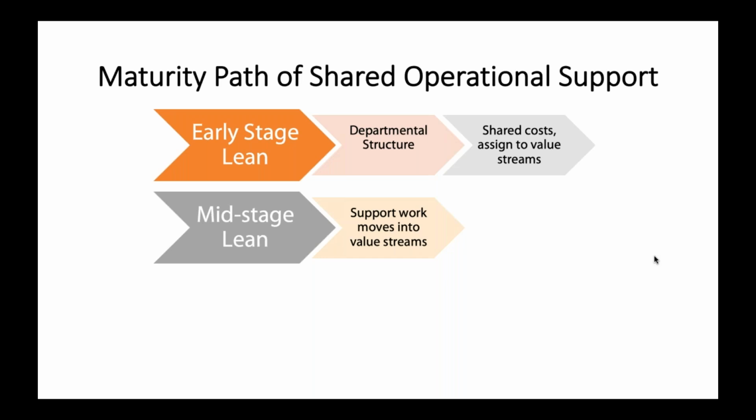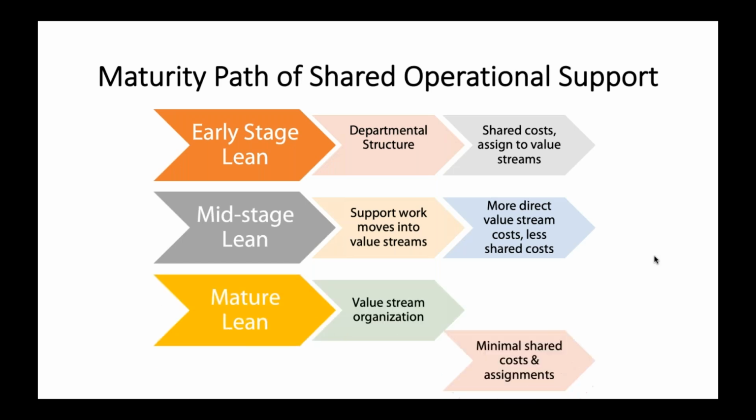A Kanban system to suppliers, where the value stream is actually sending the Kanban signal directly to the supplier, so you're moving purchasing work into the value stream. And you can do this because you have created capacity. So over time, you may have more value stream costs and less shared costs.